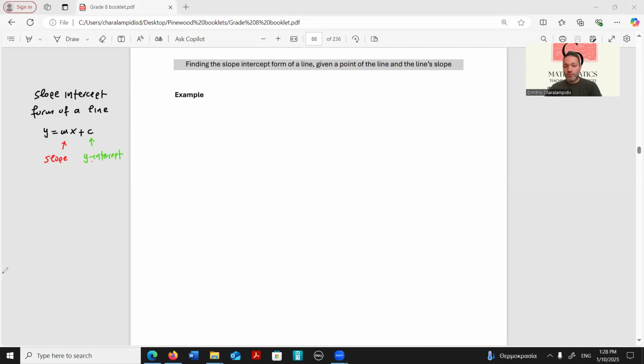Now, we have also seen that in order to determine a single line's equation, in this case, when we want the line's slope-intercept form, we actually need to calculate the values of m and c. So, like we did when we were given 2 points, we will begin by stating that the slope-intercept form is y equals mx plus c.